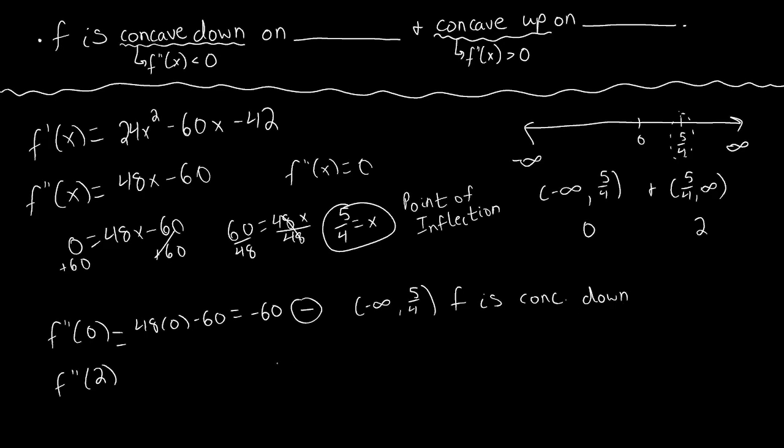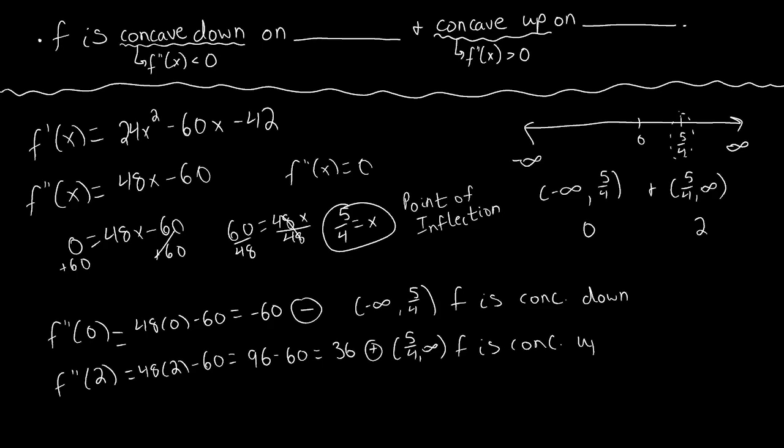Okay, let's look at f double prime of 2. 48 times 2 minus 60 gives us 96 minus 60, or 36, and that's positive. So on 5/4 to infinity, f double prime is positive, so f is concave up. And those are our solutions to this problem.